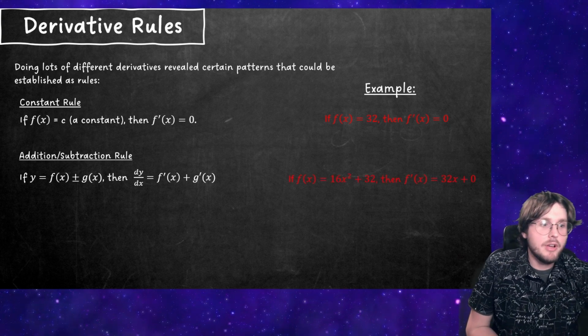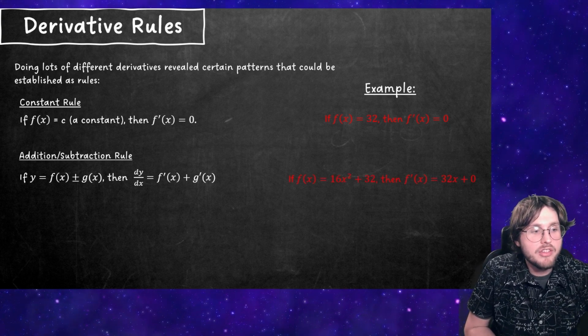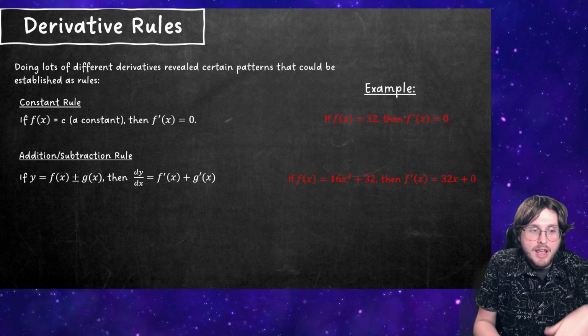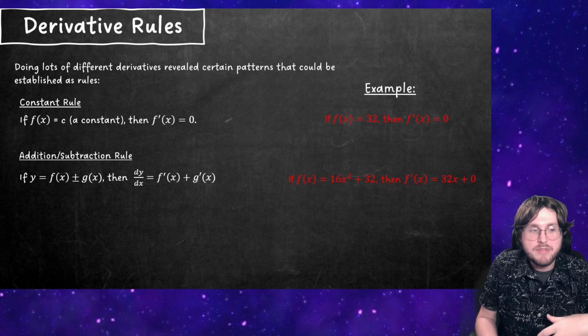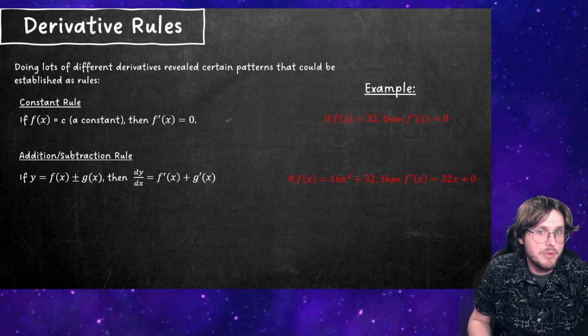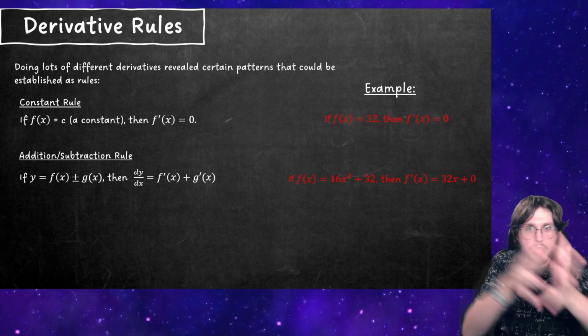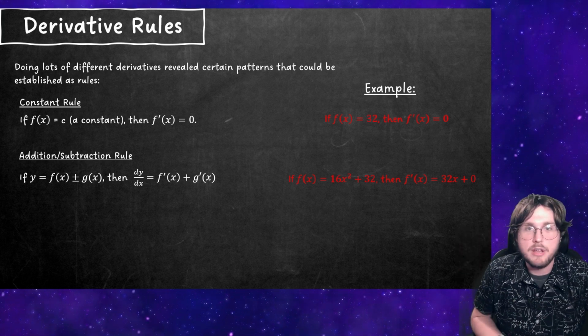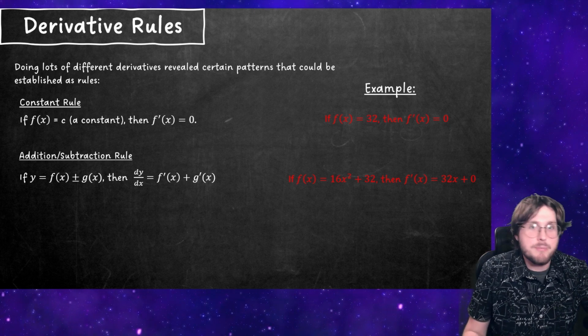So for example, let's say our function f of x is 16x squared plus 32. Then f prime of x would be the derivative of 16x squared, which we established was 32x, plus the derivative of 32, which by the constant rule would be 0. And that would be our derivative.